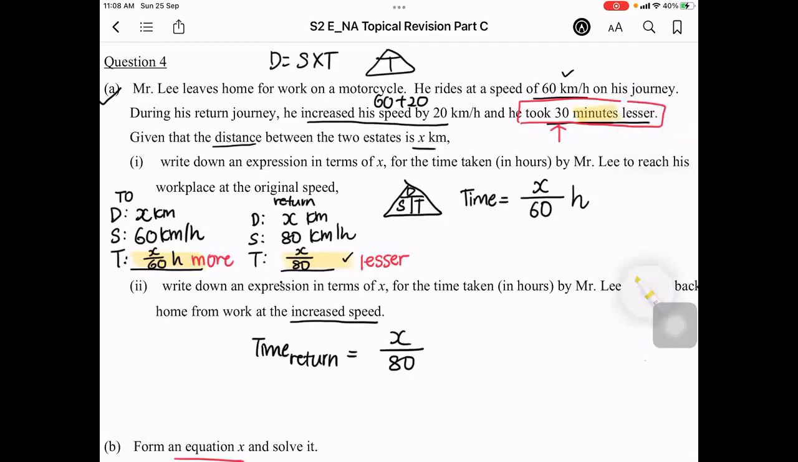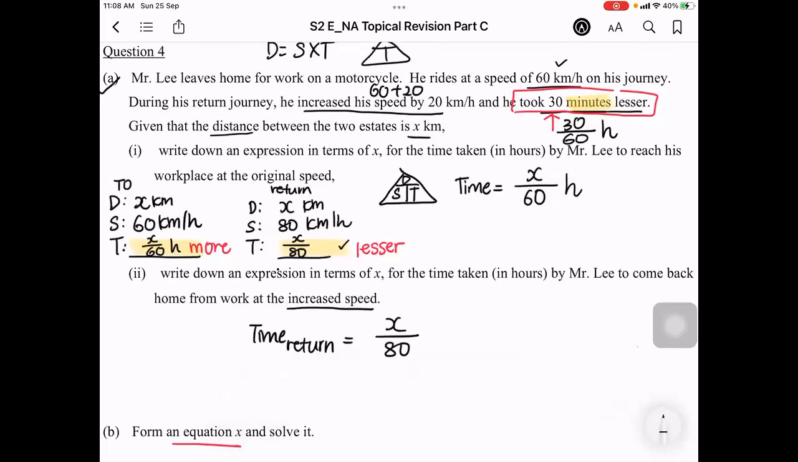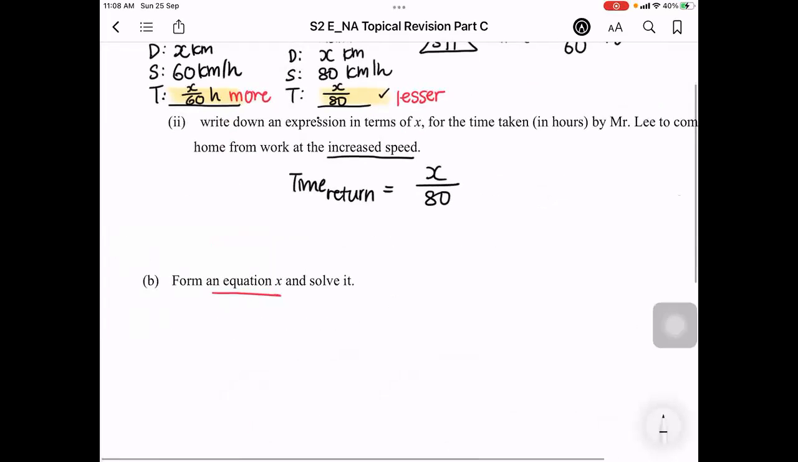Let's look at the unit. All the units here are in hours. So I will change this 30 minutes to 30 over 60 of an hour. They say 30 minutes lesser. I want to form an equation. I must have something equal to a number. Lesser meaning what? So I take the difference, the big minus the small equals to the 30 minutes. So in this case, the more minus the less, or the big minus the small. So usually difference, big minus small will equal the 30 minutes.